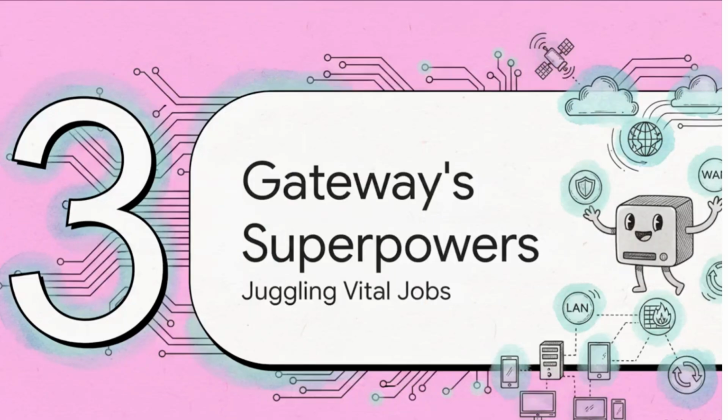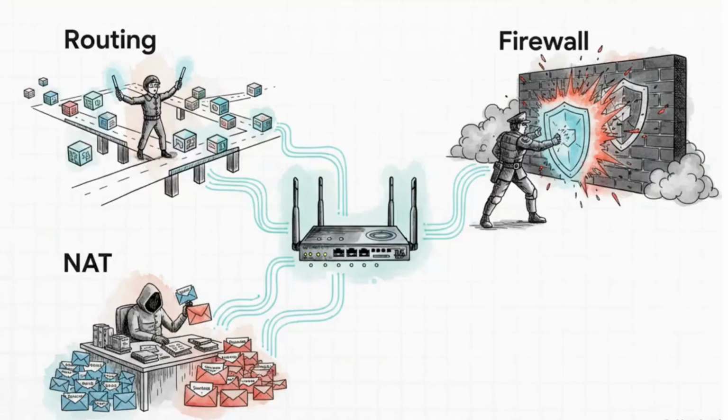Moving right along to Section 3, the gateway's superpowers. Let's look at the specific, vital jobs this device juggles to keep traffic flowing safely between your local area network, your LAN, and the wide area network, the WAN. To make this happen, the gateway's functionality combines three absolutely essential tools.